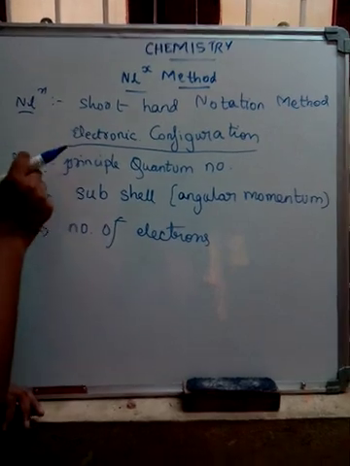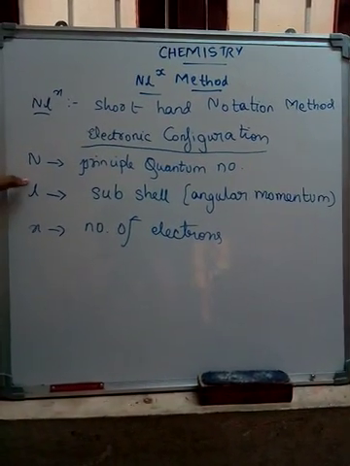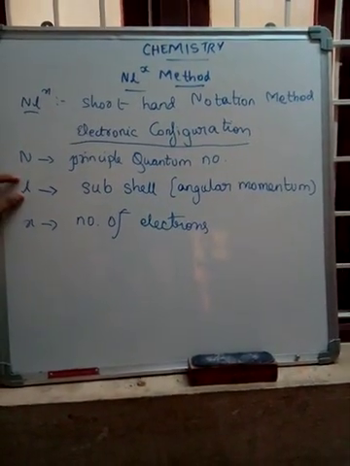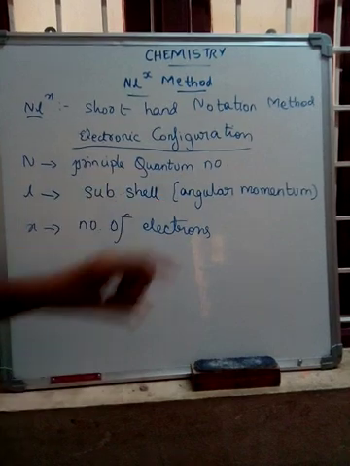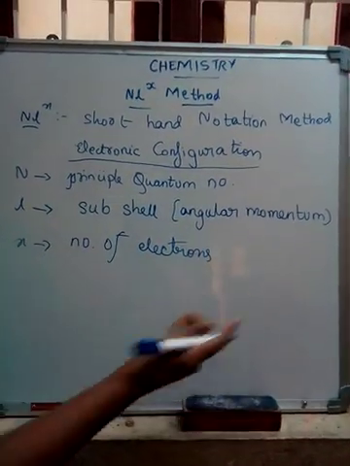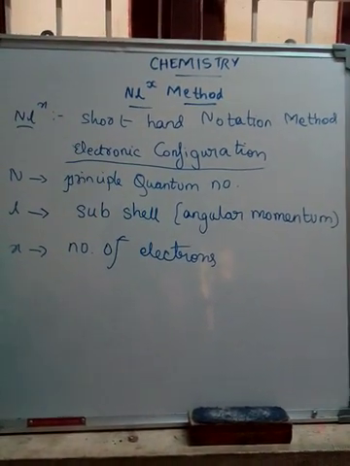These are what NLX indicates. N means principal quantum number, that is the number. L is the subshell or angular momentum; it denotes the subshell. X denotes the number of electrons here. Now let's discuss an example on this.